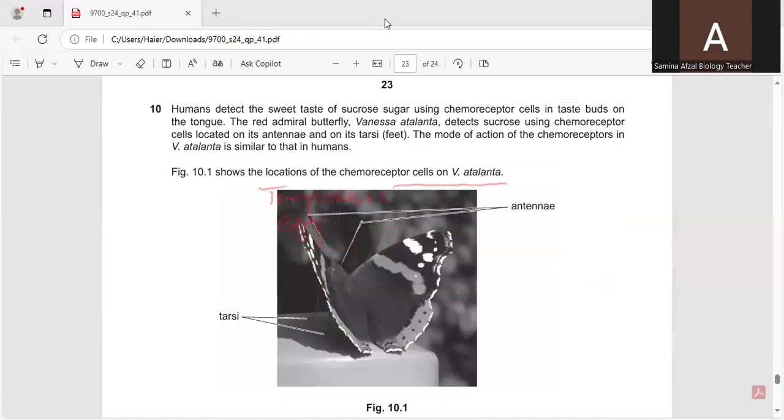Question number 10. Humans detect the sweet taste of sucrose sugar using chemoreceptor cells in taste buds on the tongue. The red admiral butterfly Vanessa atalanta detects sucrose using chemoreceptor cells located on its antennae and on its tarsal feet. The mode of action of the chemoreceptors in V. atalanta is similar to that in humans. Figure 10.1 shows the locations of the chemoreceptor cells on V. atalanta.